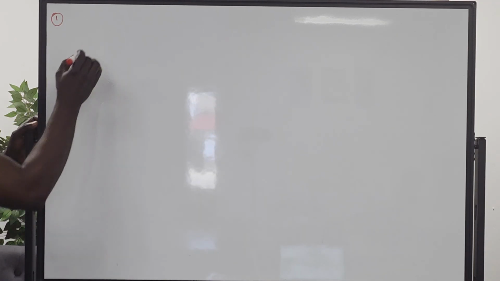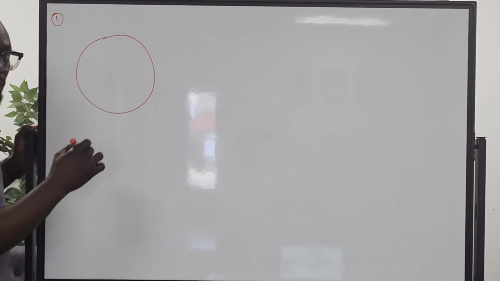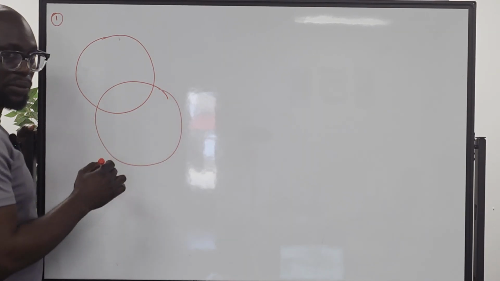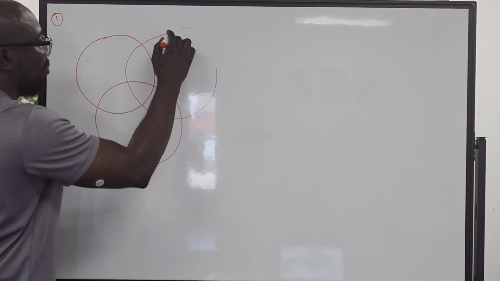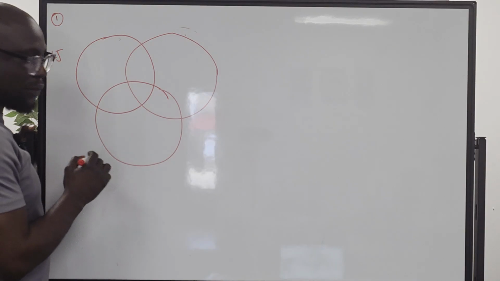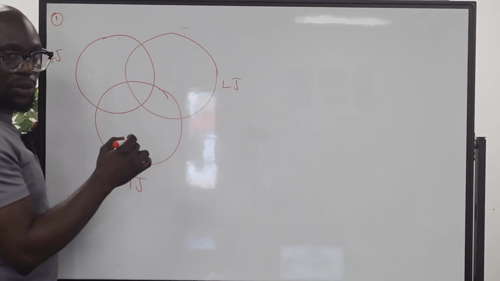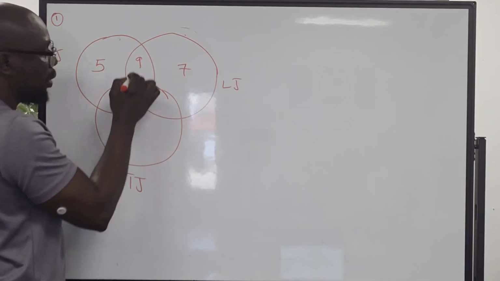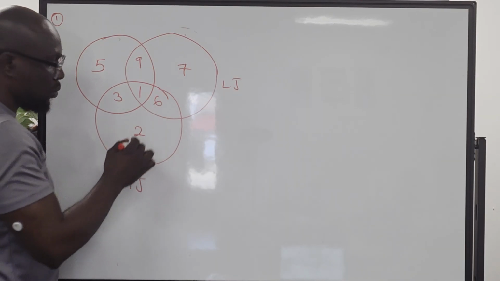So they gave us a Venn diagram, like so. Another one, like so. And a third one, like so. And here you have high jump. Here you have triple jump. And here you have long jump. So outside you have 7. You have 5 here, 9 here. You have 1, you have 3, you have 6, and you have 2.